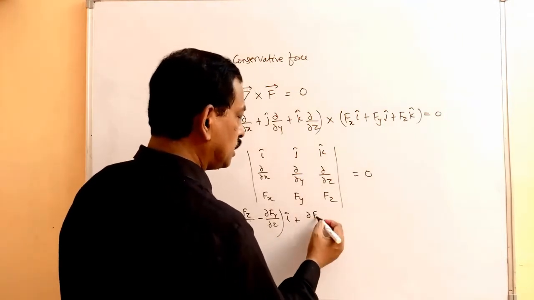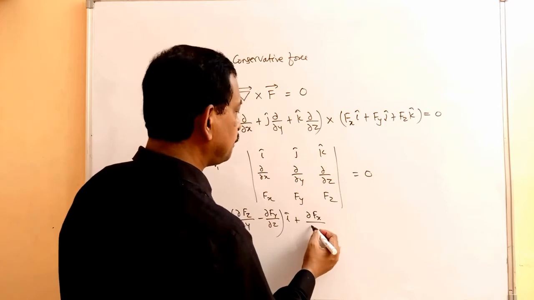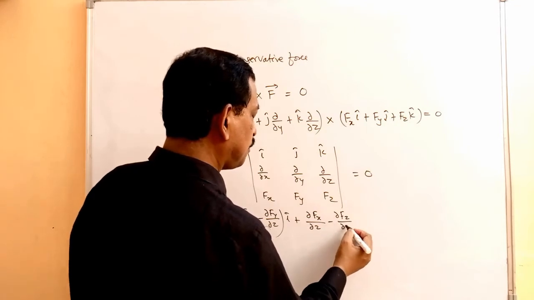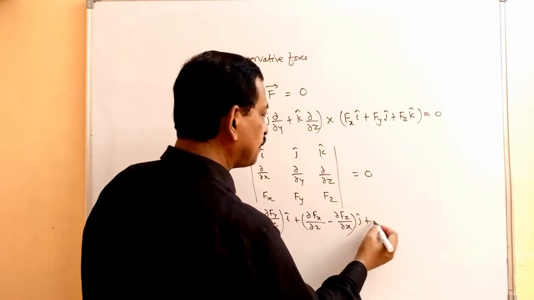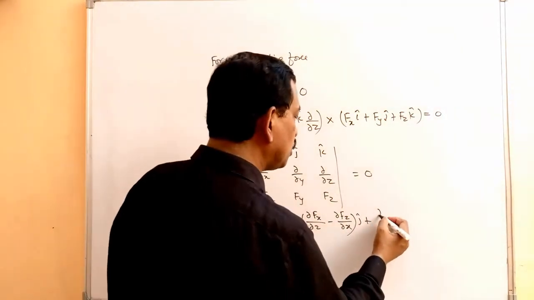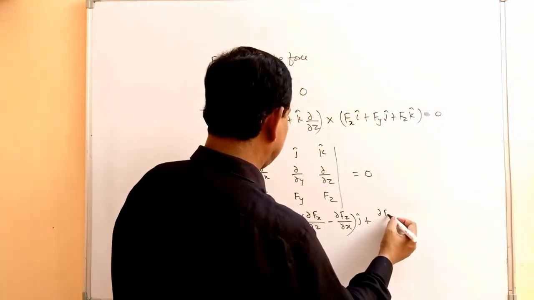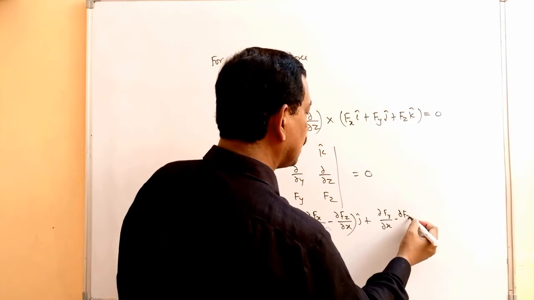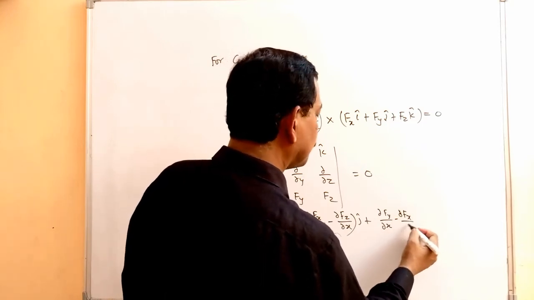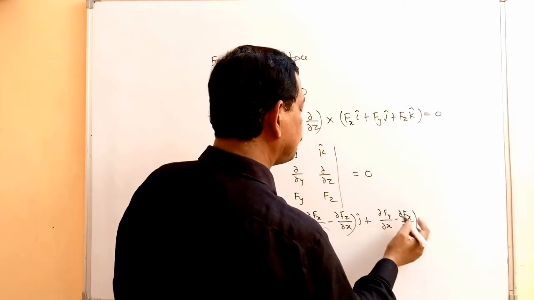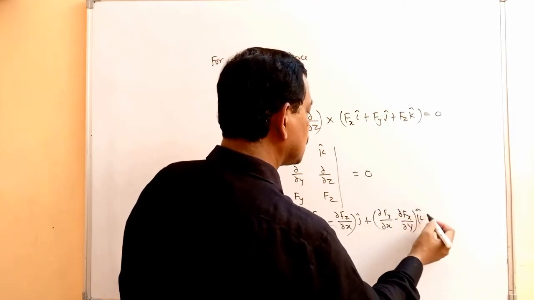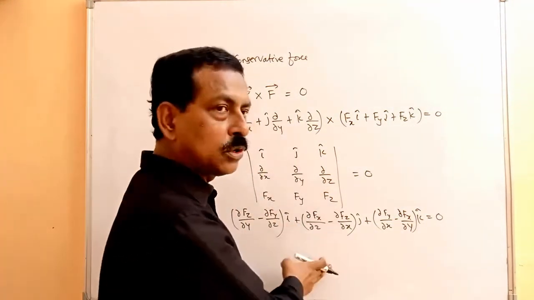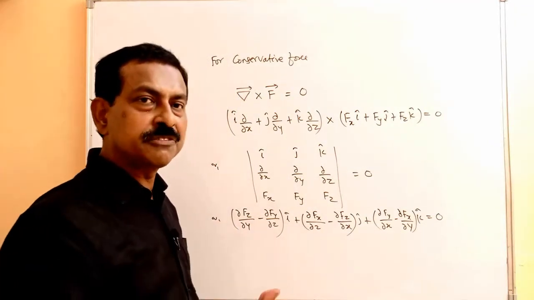So ∂fx/∂z minus ∂fz/∂x j, and the last one for k, if you take, it will be your ∂fy/∂x minus ∂fx/∂y k, equals 0. This will be the normal expansion of the determinant there for the cross product of the vectors.